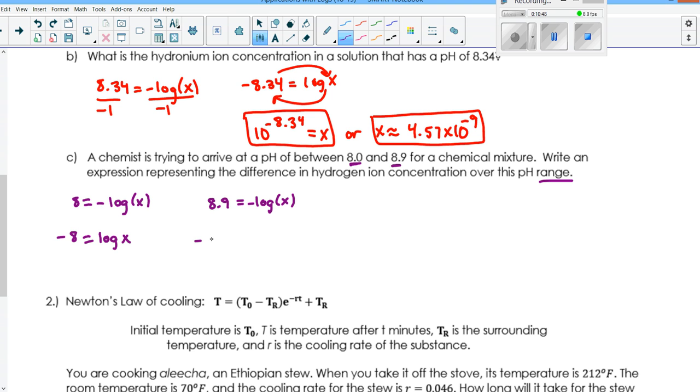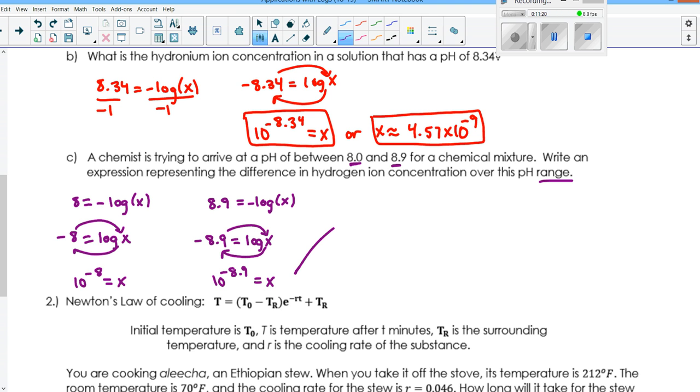Over here, negative 8.9 equals log of x. Okay, rewrite like we did in the last step. I get 10 to the negative 8 equals x, and 10 to the negative 8.9 equals x. You can convert those if you want, they're already in 10 to the negative 8 power. I would just leave them.